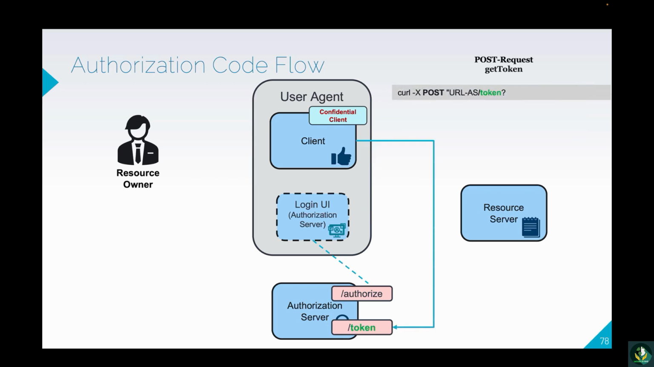Now, the client sends a POST request to the authorization server, specifically to the OAuth 2 token endpoint, presenting its credentials, client ID, and the client secret to authenticate itself as a machine. The POST request has the following key details.